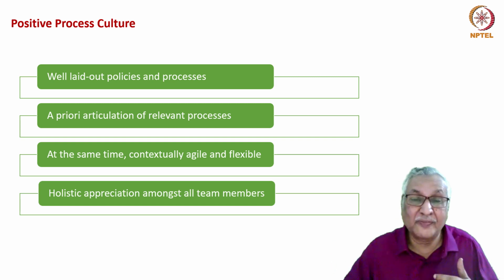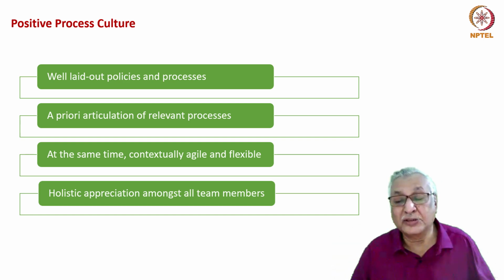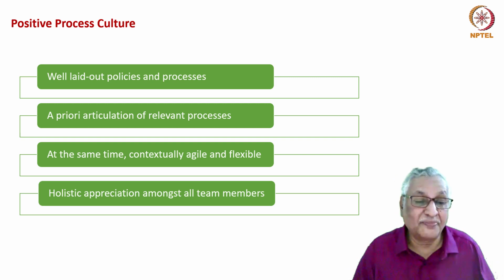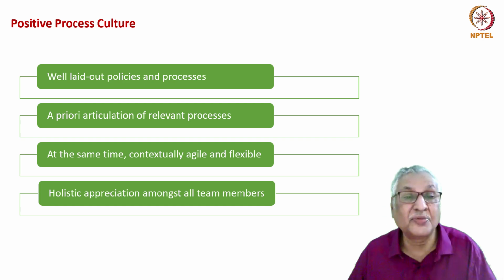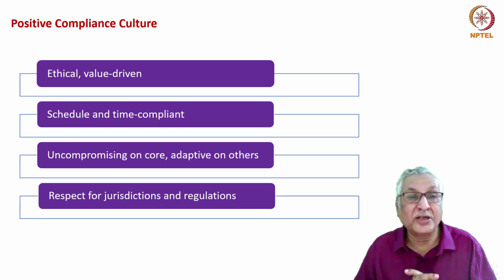Similarly, when business development negotiations are undertaken between two partners, it is good to explain how each company conducts its process. At the same time, the processes must be such that they are contextually agile and flexible. There must be holistic appreciation amongst all team members of the process integrity of any activity within the organization or between the two companies.